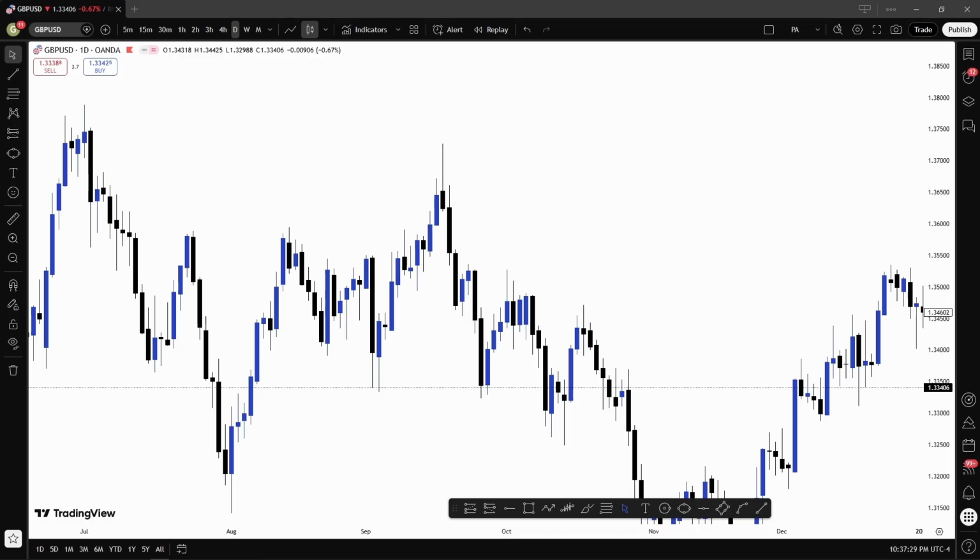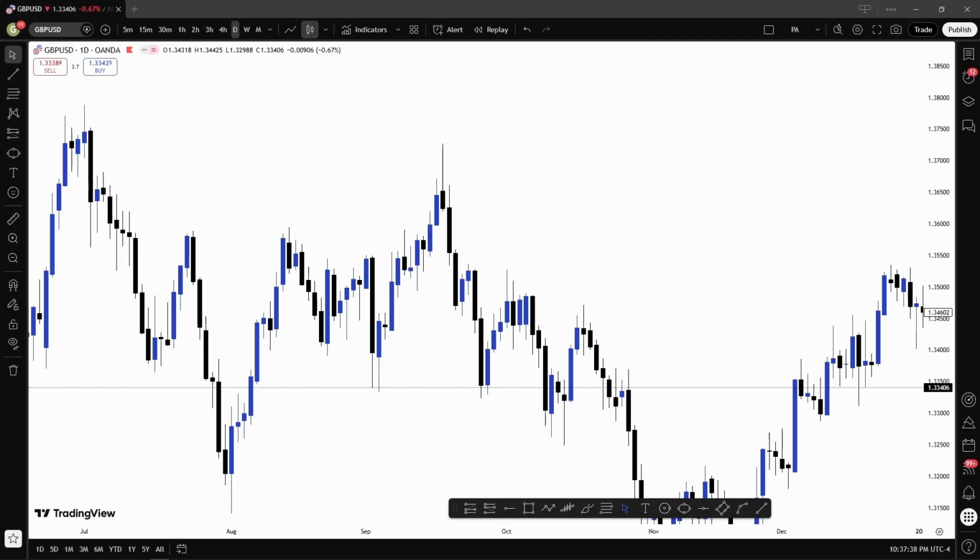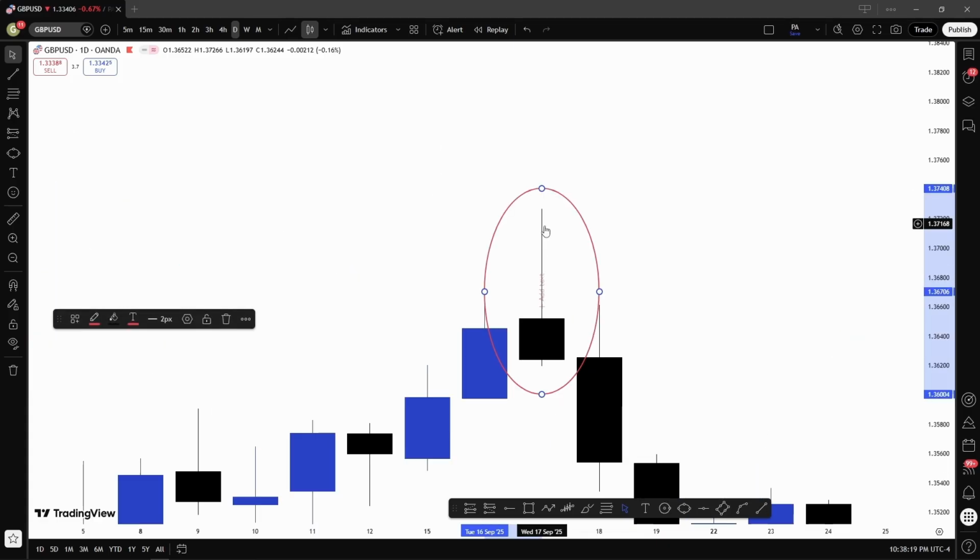Now, let's get down to the third candlestick on our list, which is known as the shooting star. The shooting star candlestick looks like the hammer candlestick, but the difference is simple. The hammer candlestick forms at a downtrend that is switching into an uptrend. Meanwhile, the shooting star forms at an uptrend that is switching into a downtrend. Now, you see this black candlestick here. This is what is known as the shooting star.